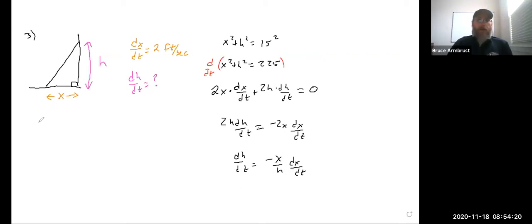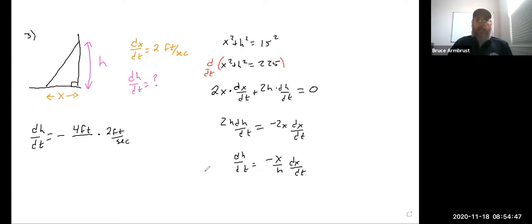All right, well, now we're ready to get this. So let's see. dh/dt is going to equal, all right, so we need minus, we need to know the x. So we were told x was 4 feet. We need to get h, we'll get that in a second. But then the dx/dt is 2 feet per second.